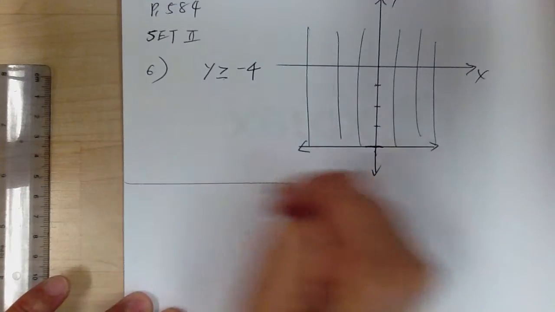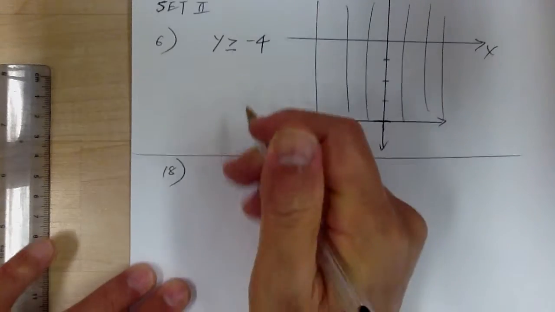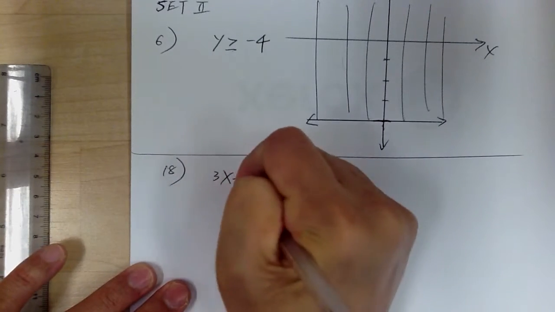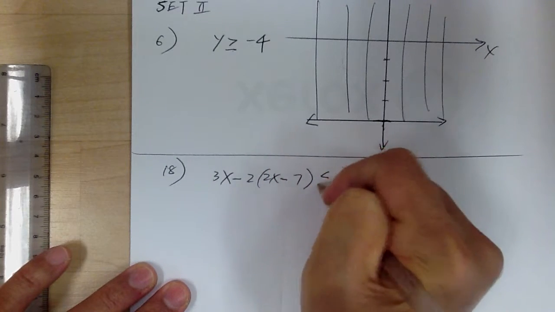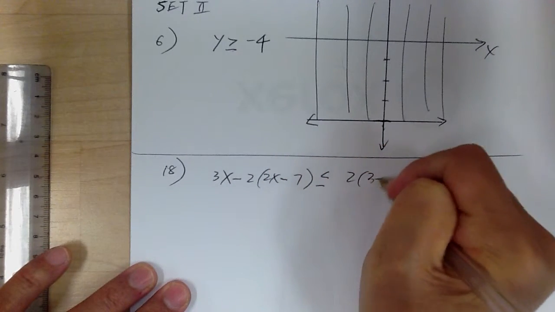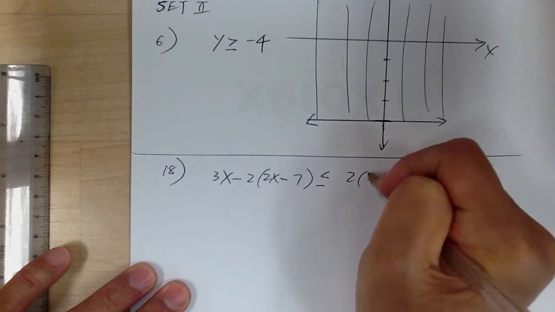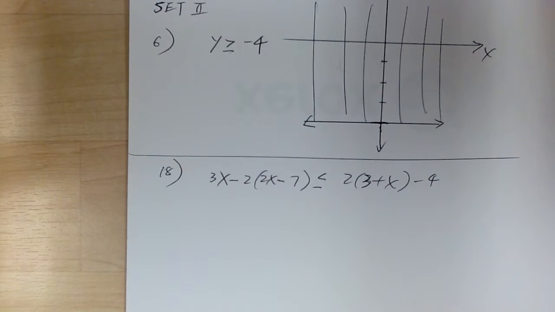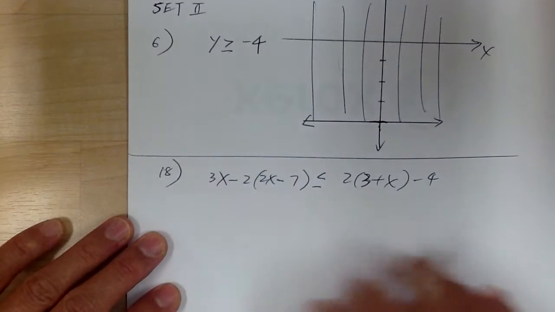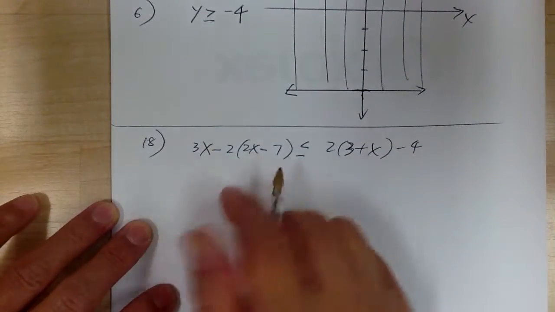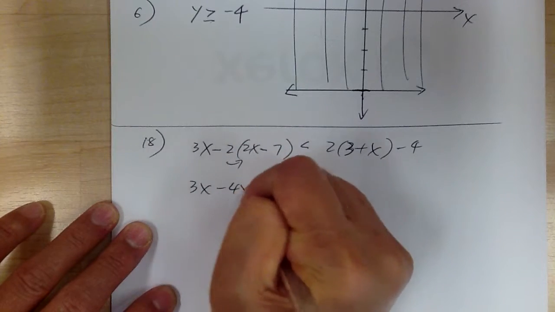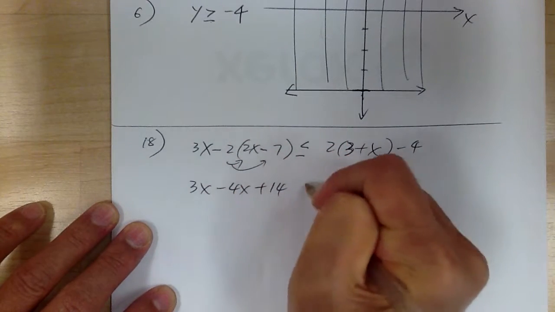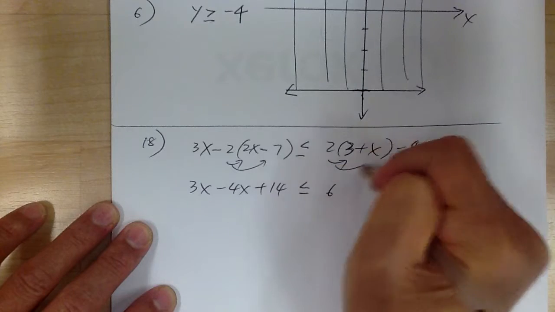Okay, let's go to number 18. So you have 3x minus 2 times 2x minus 7 is less than or equal to 2 times 3 plus x minus 4. So this is kind of a little bit messy. What you need to do is simplify your inequalities. That's going to work everything out. So multiply out, so minus 4x plus 14. This one you multiply out.